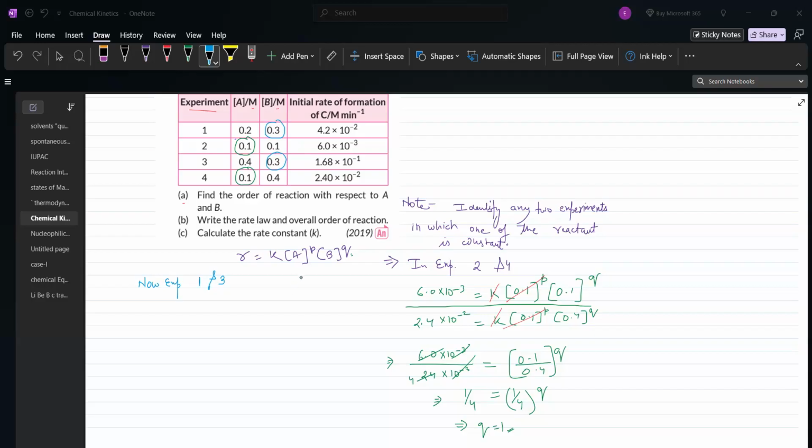Have you copied, both of you? Yes, sir. Try to solve this.